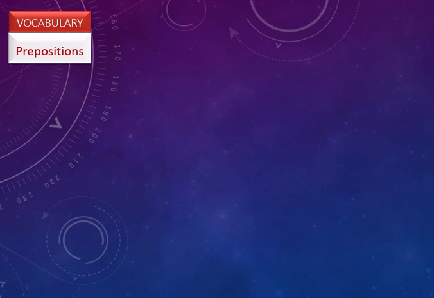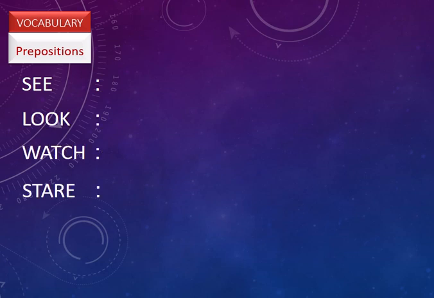So here we have prepositions. We have a few words on the screen: see, look, watch, stare, peep, and ogle. We have these 6 words and they are kind of synonyms, but they are all used at different places while speaking and writing English. So it is more important for you guys to understand these words, how and where to use them. We are going to learn them one by one.